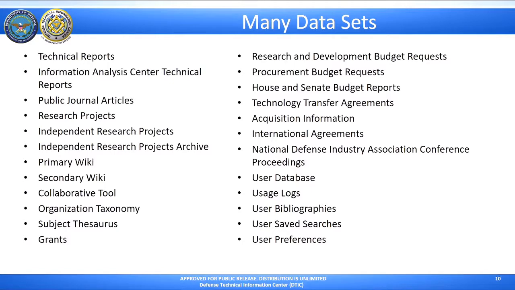We have many different data sets. They vary greatly in size. Our primary collection is the technical reports collection. It's essentially bibliographic information that's describing those documents, so title, an author, and abstract. And its size is about 2.5 million records describing documents.